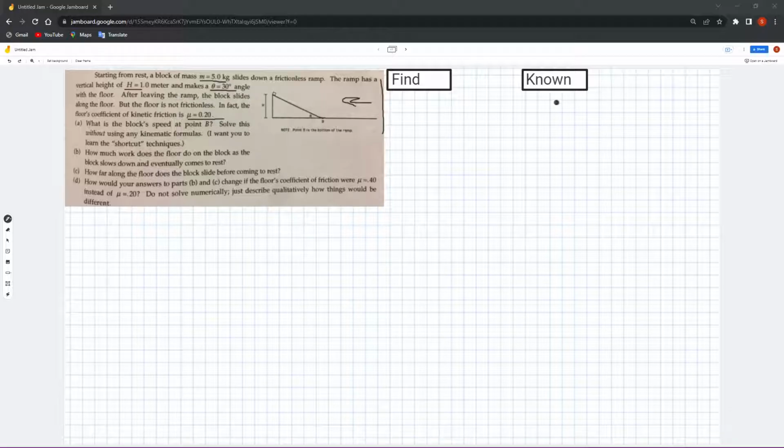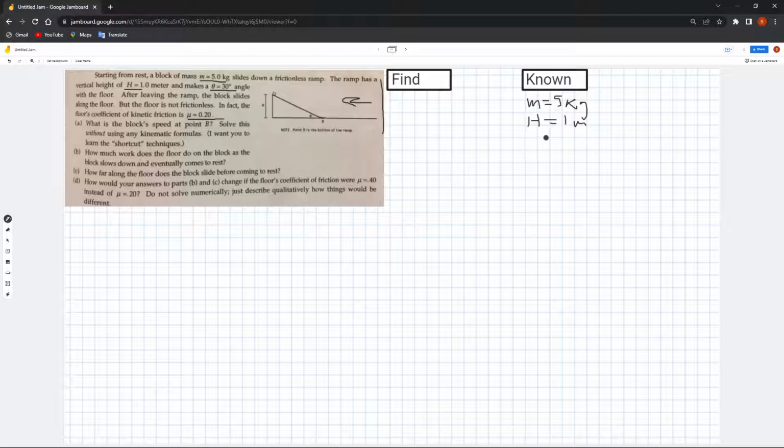We quickly just want to get all of our variables that we know over here, and that's going to make it easier to solve the problem. H equals 1 meter, height equals 1 meter, theta equals 30 degrees, and mu, or coefficient of friction, equals 0.2.